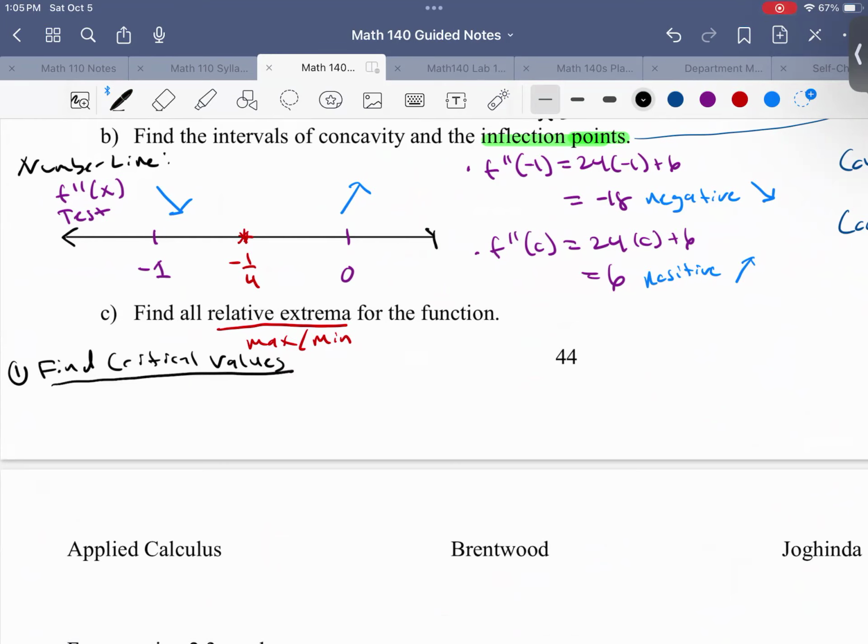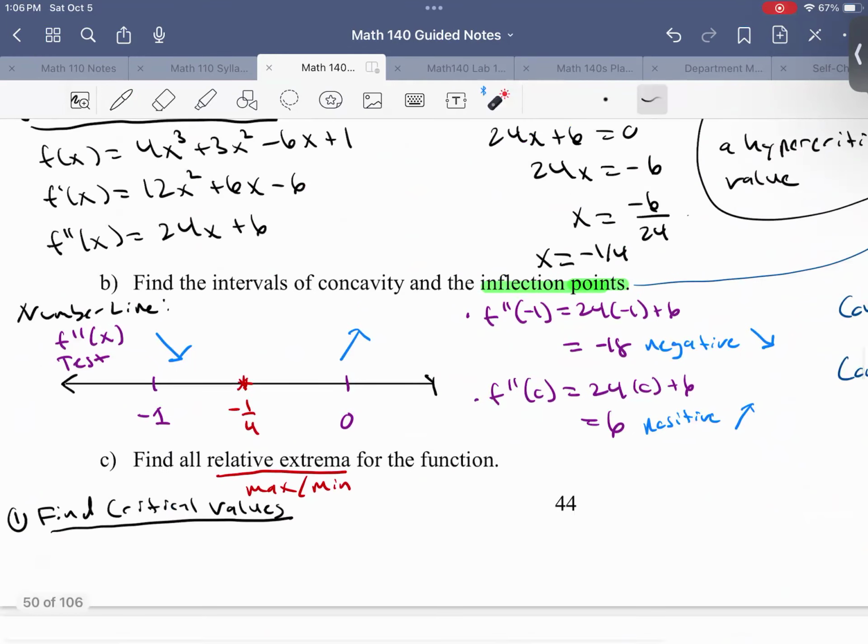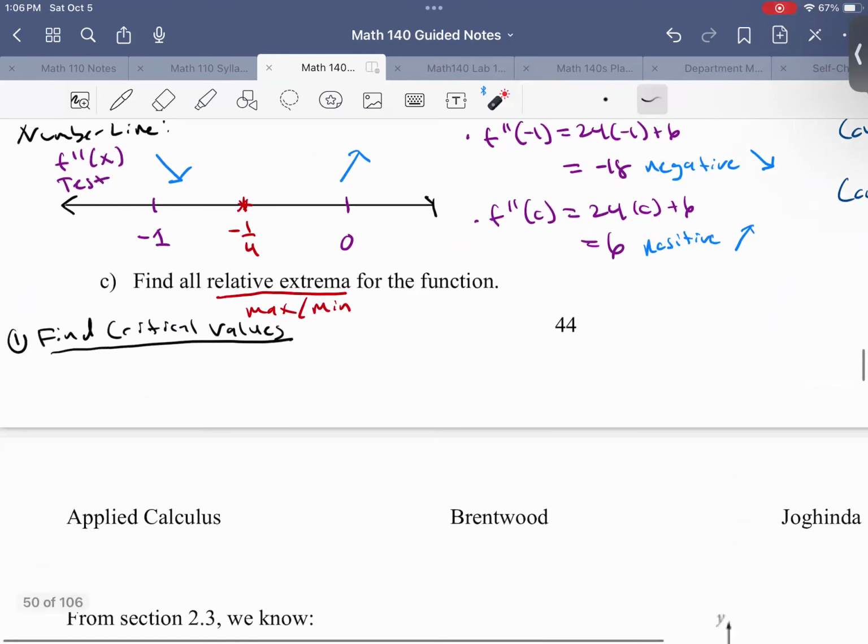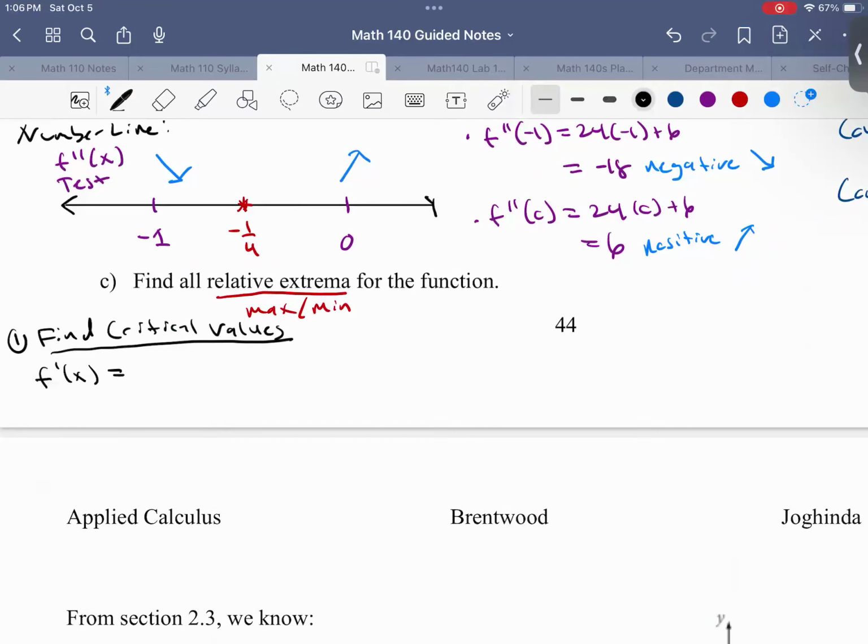Okay, so the first thing we got to do is find our critical values. Luckily, I have my first derivative already. So I have f prime of x equals 12x squared plus 6x minus 6. And now I just got to set this equal to 0 and solve for x.